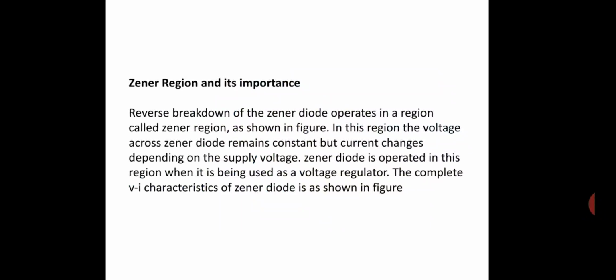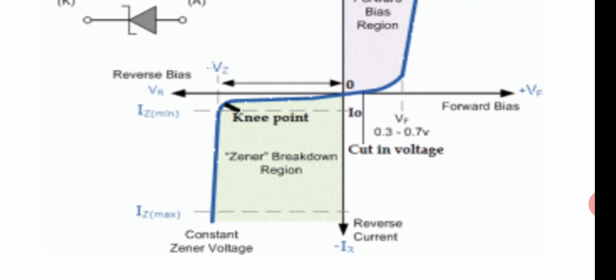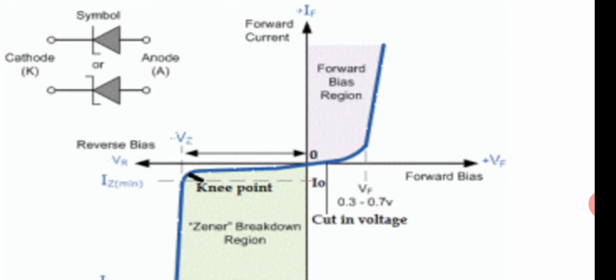The complete VI characteristics of the Zener diode are as in the figure, like this. The forward bias condition and reverse bias condition are both connected, and the characteristics are combined. This is the combined VI characteristics of the Zener diode.